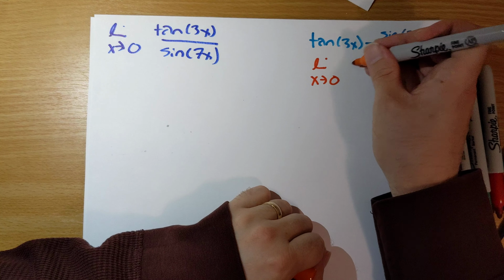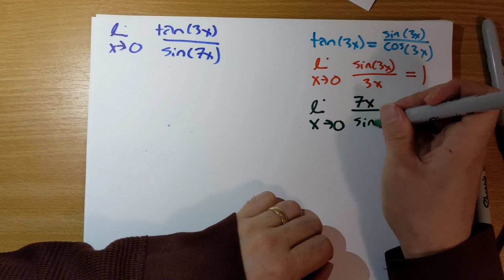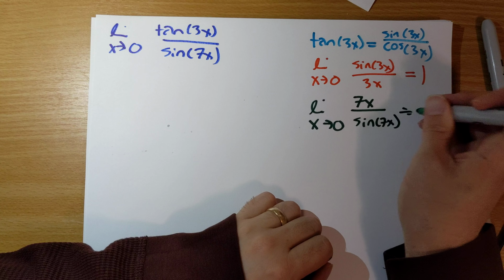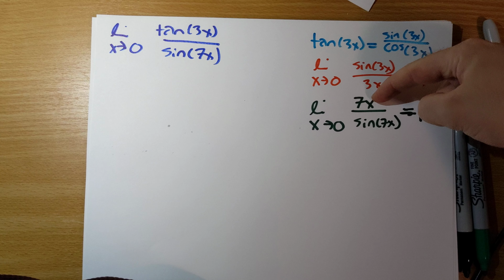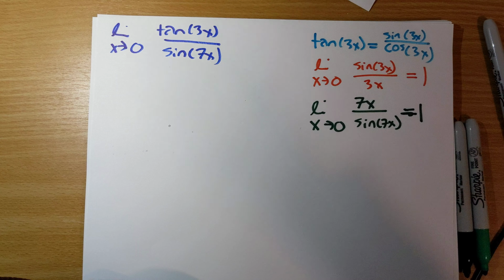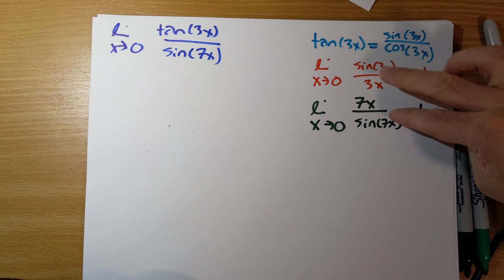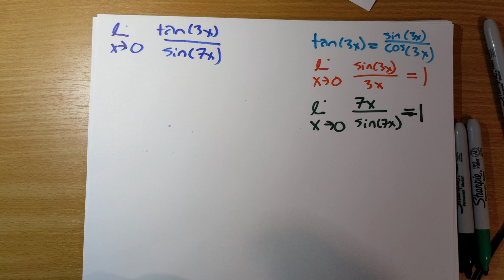Fact number 3 is the limit as x goes to 0 of 7x over sine of 7x is also equal to 1. The limit as x goes to 0 of something times x over sine of that same thing is always going to equal 1, and that works whether it's the 7x over the sine of 7x or flipped like this.